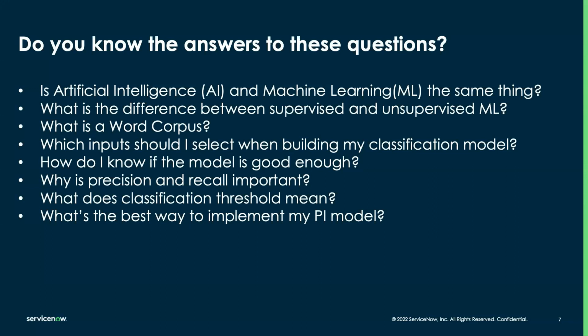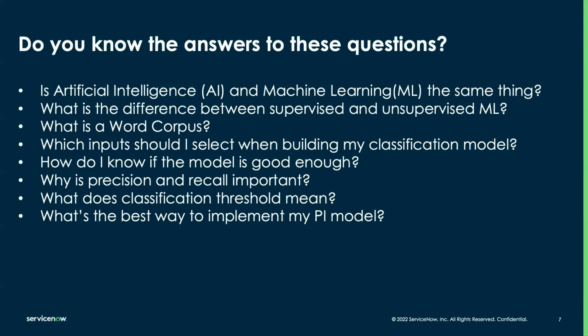Some of the questions that you might see in our documentation or in the predictive intelligence interface are things such as artificial intelligence and machine learning, and you'll see those used interchangeably. So some of the questions I get is, are artificial intelligence and machine learning the same thing? Or you'll see supervised and unsupervised machine learning. So what is that and what's the difference?